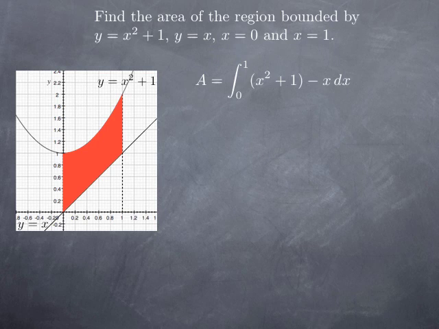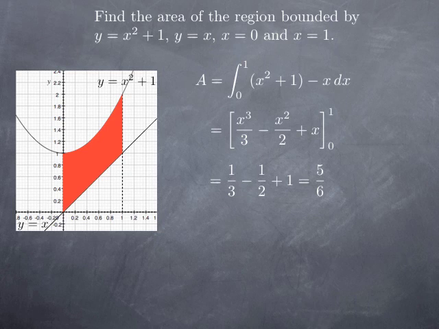Because we have a continuous function, we can use the fundamental theorem of calculus. So all we need is an antiderivative. An antiderivative of the function here is x cubed over 3 minus x squared over 2, that's the antiderivative of the negative x, plus x for the antiderivative of 1. And we evaluate that between 0 and 1. At 1 we get 1/3 minus 1/2 plus 1, which simplifies as 5/6. And at 0, of course, we get 0. So the area here is 5/6. Of course, the unit for that is unit squared, or whatever u is for the unit of length on each axis.